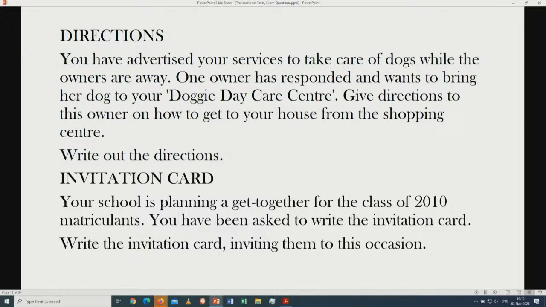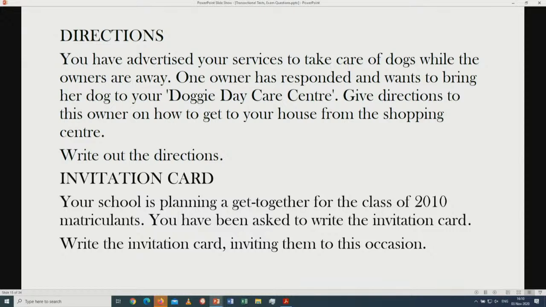Invitation card, here we are. A get-together for the class of 2010. That's appropriate because we're now 10 years later. 2010 was the year of the Soccer World Cup, and you're going to have all those memories, and you're going to be chatting about them and talking about the goals scored against France and this and that. Anyway, then the whole thing is, it's an invitation card.